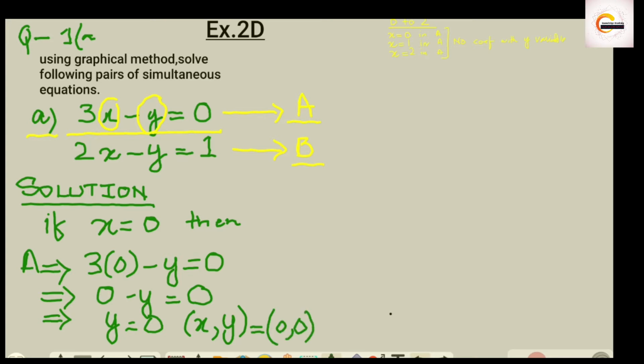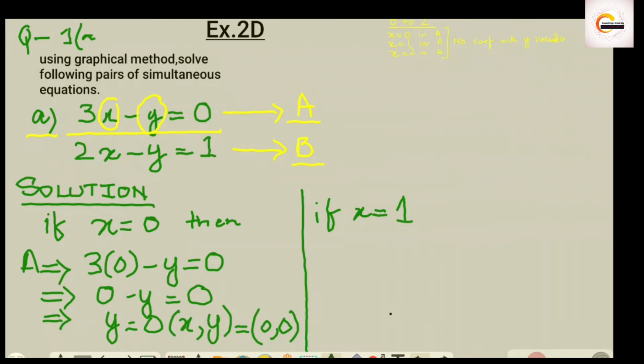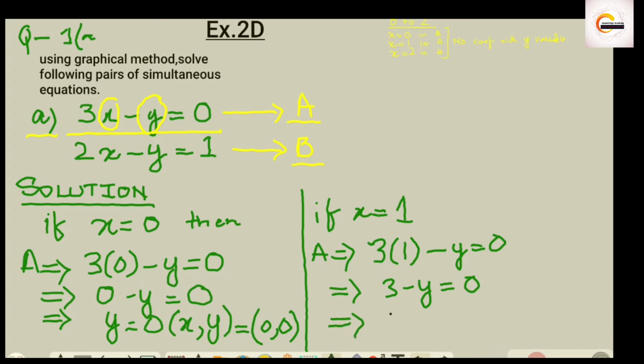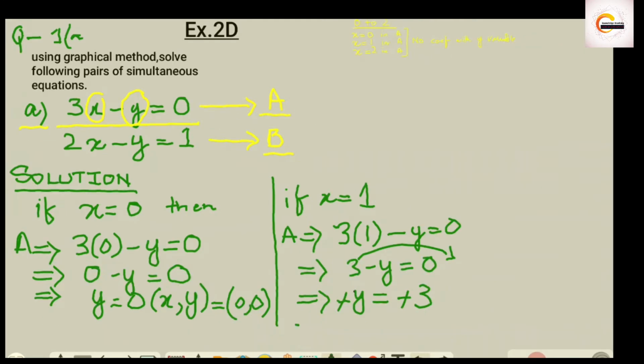Now let's find out if x equals 1. Put x in equation A: 3 times 1 minus y equals 0. 3 multiplied by 1 is 3, so 3 minus y equals 0. Now 3 will go to the other side and become minus 3, the minus signs cancel, and y equals 3. Similarly, we can write x comma y equals (1, 3).